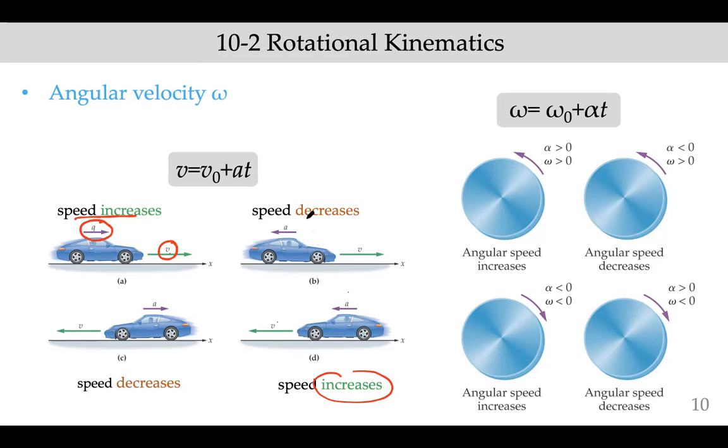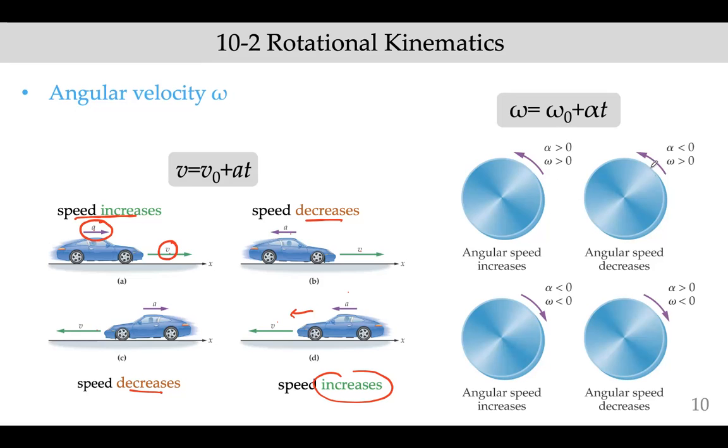And now look at the cases where the speed is decreasing. Acceleration and velocity are in opposite directions. So the conclusion here is the speed increases if acceleration and velocity are in the same direction, regardless of whether the car is moving to the right or to the left. So if they're in the same direction, that means the speed will increase. The same thing we will see here in rotational motion.